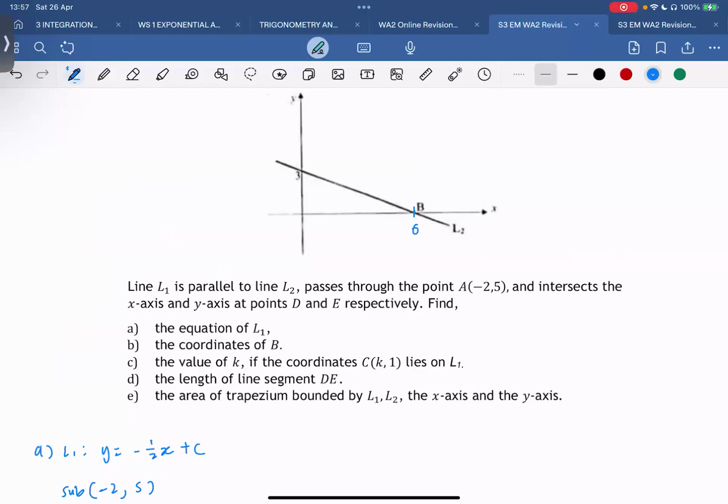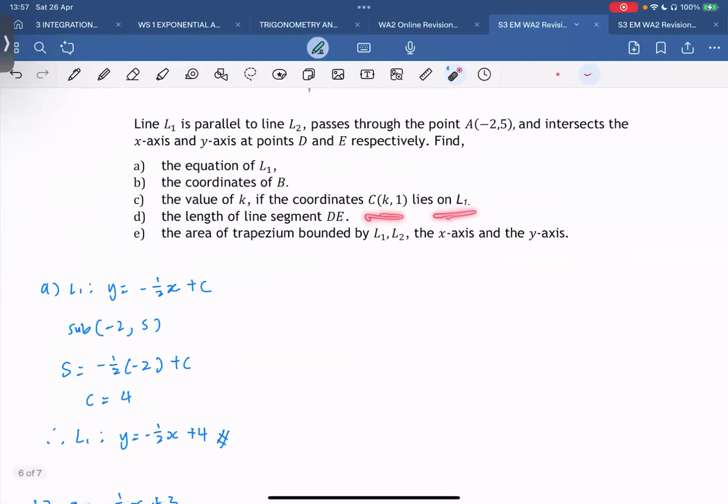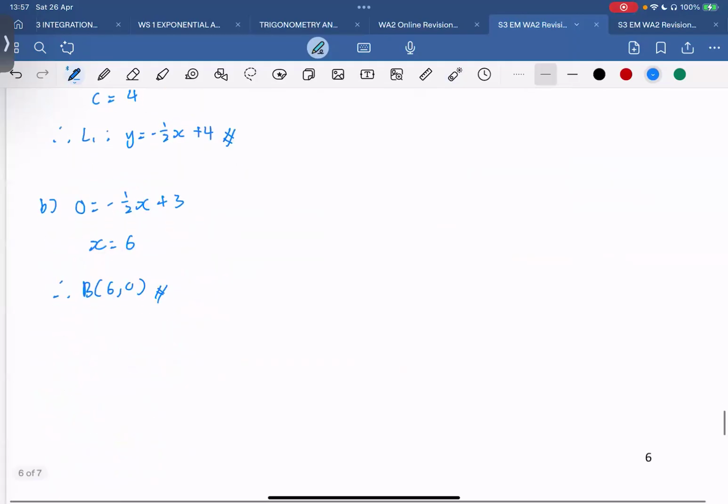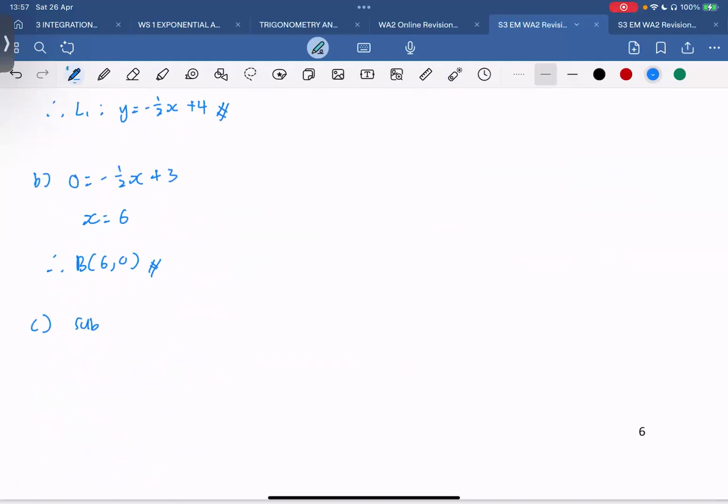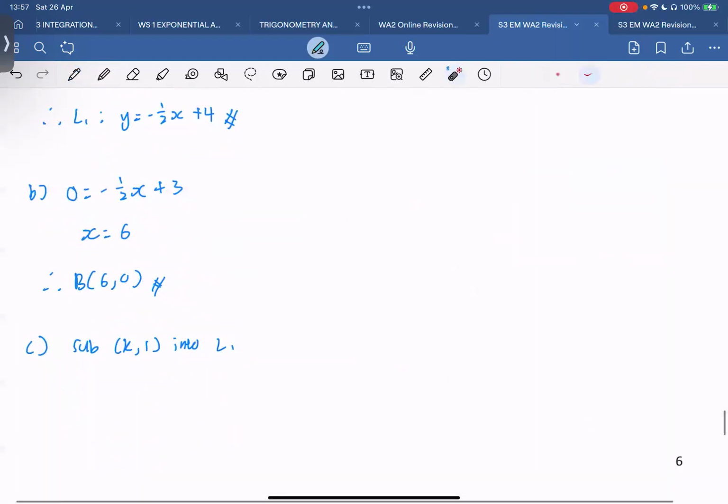Part C. Now we have to find the value of k, if coordinate C, k, 1 lies on L1. Okay, since we know C lies on L1, it must satisfy the equation of L1. So let's sub k, 1 into L1. So L1 is negative half x plus 4. So 1 equals to negative half k plus 4. Right, solve for k, we will get k as 6.